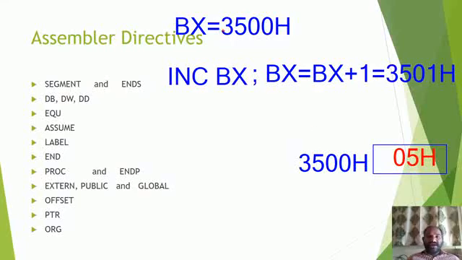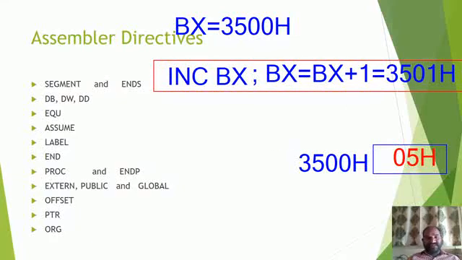So here I'm not considering this instruction. It is the previous example of how exactly the INC instruction works. Now for this explanation, BX equals 3500H. Again I am taking the BX content as 3500H, and I am assuming that this content is referring to the memory location 3500H. Inside that particular memory location we have the value 05H.